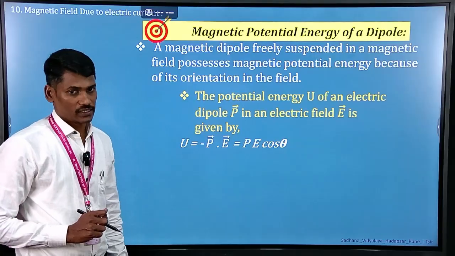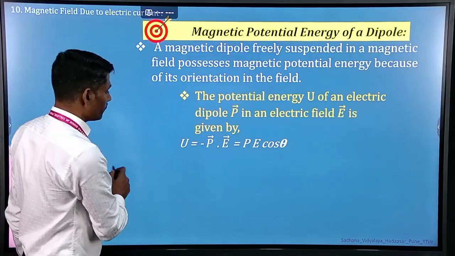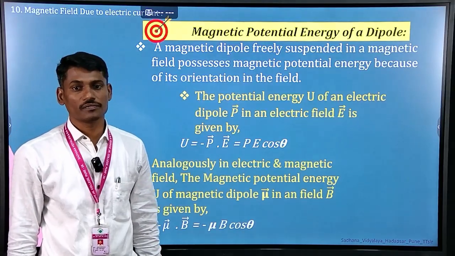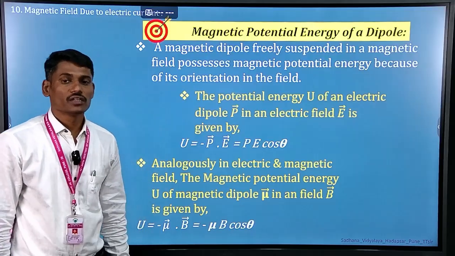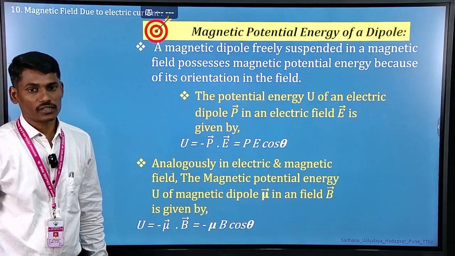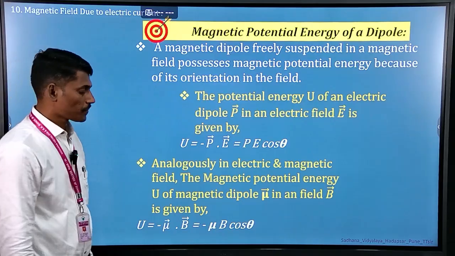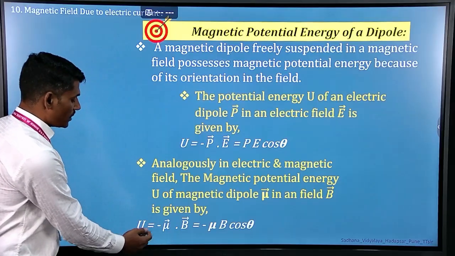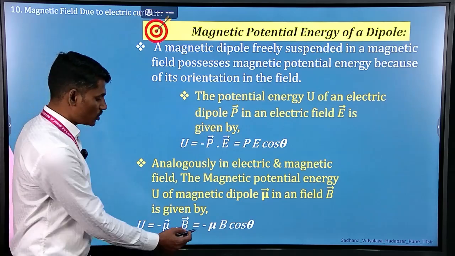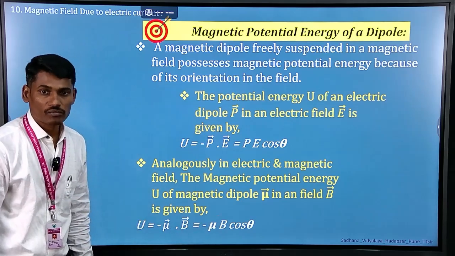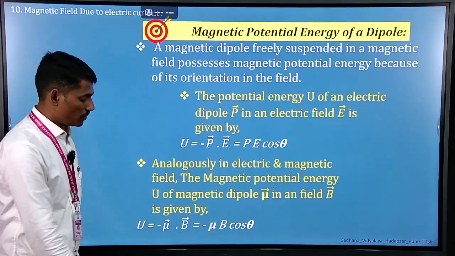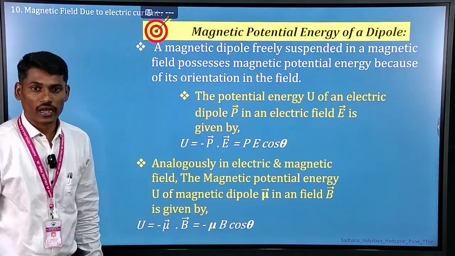Now similarly, here we compare the electric field and magnetic field, that means by using the analogy between the electric and magnetic field, what is the magnetic potential energy for the magnetic dipole? Here the magnetic potential energy for the magnetic dipole is minus mu vector dot B vector. Here its value becomes minus mu B cos theta. What is mu here? Mu is the magnetic dipole moment, and you know that for the current carrying coil this magnetic dipole moment is NIA, right?